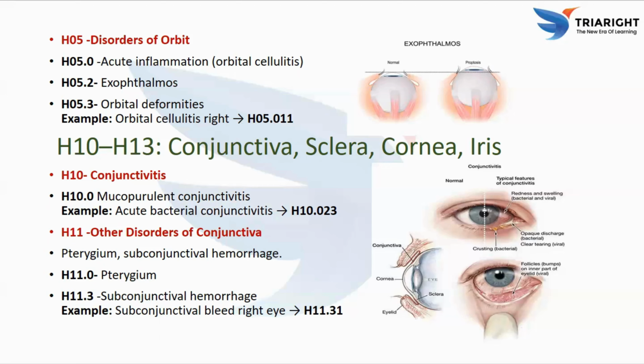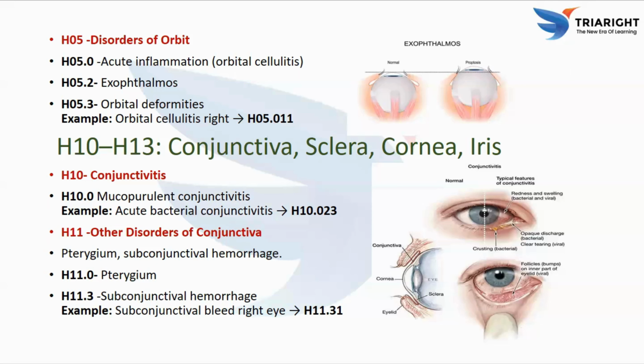You can see in this picture, this is a normal eye. This is a proptosis eye. So this is an abnormal forward bulging of the eye. The common causes are thyroid eye diseases, orbital tumors, and also inflammation. So what are the symptoms of exophthalmos?